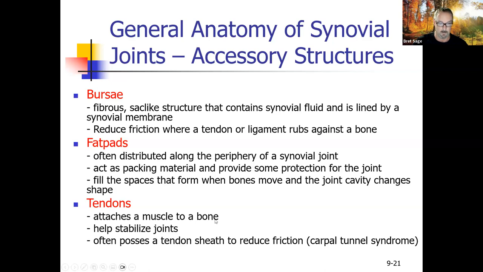They attach muscle to bone. They help stabilize the joints and often possess the tendon sheath. This is a little bit closer to when I want to talk to you guys about carpal tunnel syndrome. So this tendon sheath is sometimes called a tunnel. Carpal tunnel, your carpals are your wrists. And there's tubes that these tendons slide through. So carpal tunnel syndrome means that these tendons are sliding through these tunnels or tendon sheaths, irritating them. And this often happens with supermarket checkers who are constantly flicking their wrist, scanning items in a supermarket.